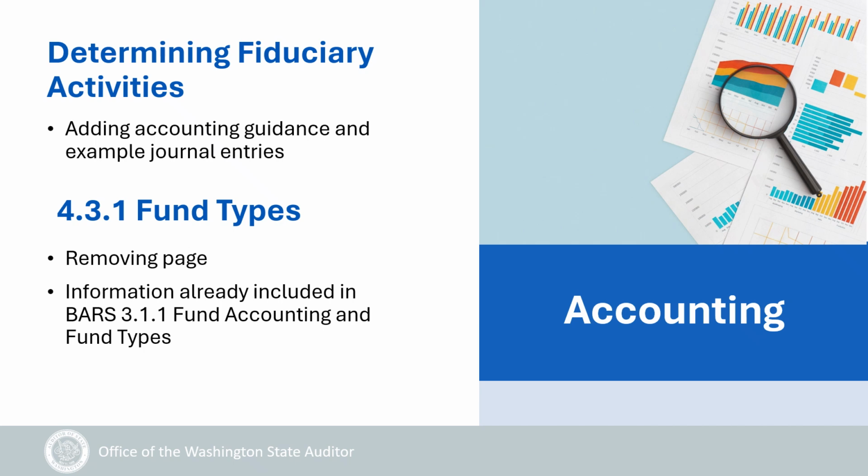Right now, the determining fiduciary activities section is in the reporting section of BARS. However, this is more of an accounting topic, so we are moving the page to the accounting section. The guidance is not changing at all. We're just putting it in a different part of the BARS manual. We also have a page in the reporting section called Fund Types. However, this information is already included in the Fund Accounting and Fund Types section, so we are removing this duplicative page.